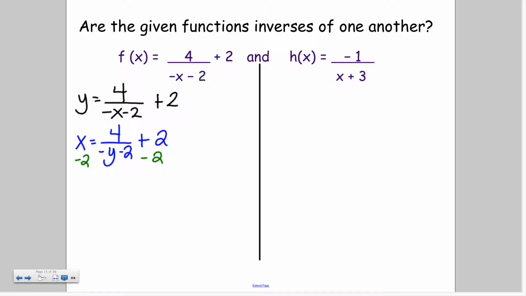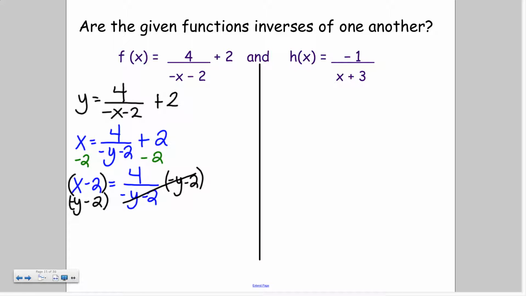That leaves us with x minus 2 is equal to 4. I'm trying to make that look like a y. So 4 over negative y minus 2. Now, we need to get rid of that fraction, so we're going to multiply by negative y minus 2. It's going to cancel that, but if we do it to one side, we've got to do it to the other. All right, now we have to multiply that together.